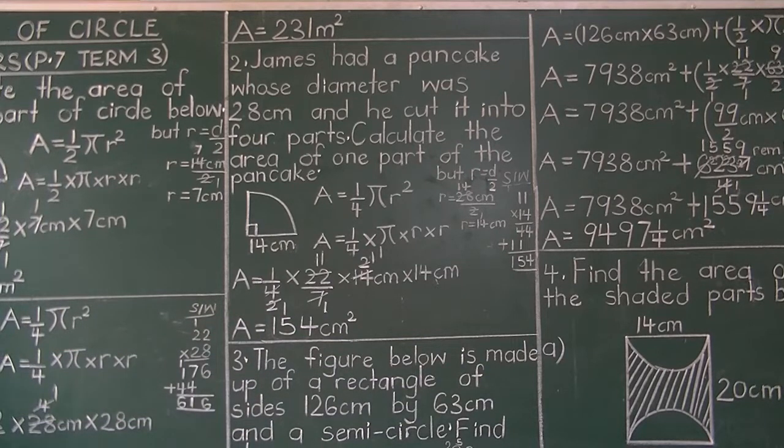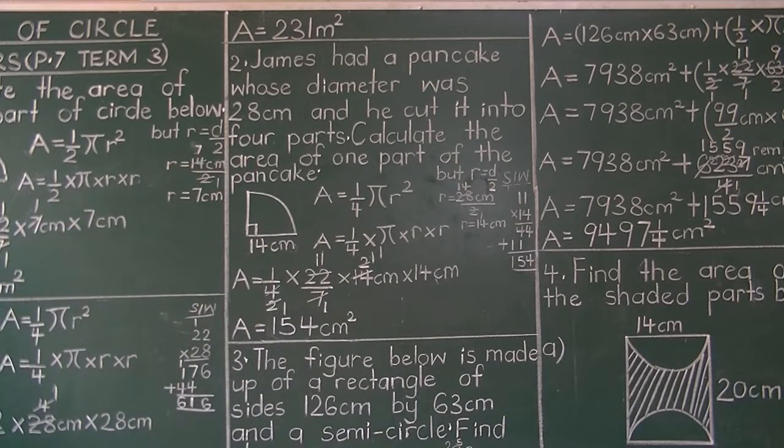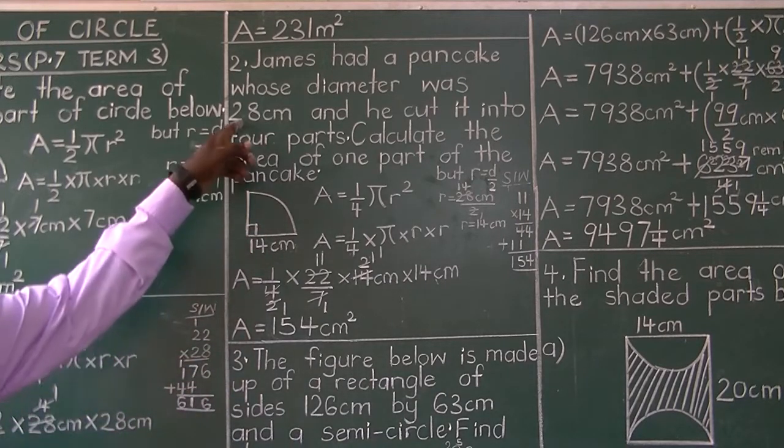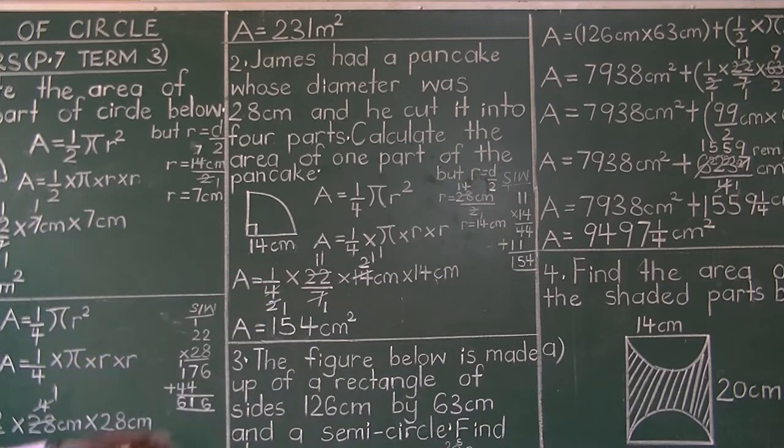So the area of this quadrant-like pancake is equal to 154 centimeters square. It's required that one understands that a pancake is normally circular, and when it is cut into 4 equal parts, each part is a quadrant. And now the diameter being 28, then the radius is a half of that, which is 14 centimeters, and then find the area of that quadrant in this form. And in so doing, you will have answered that question.